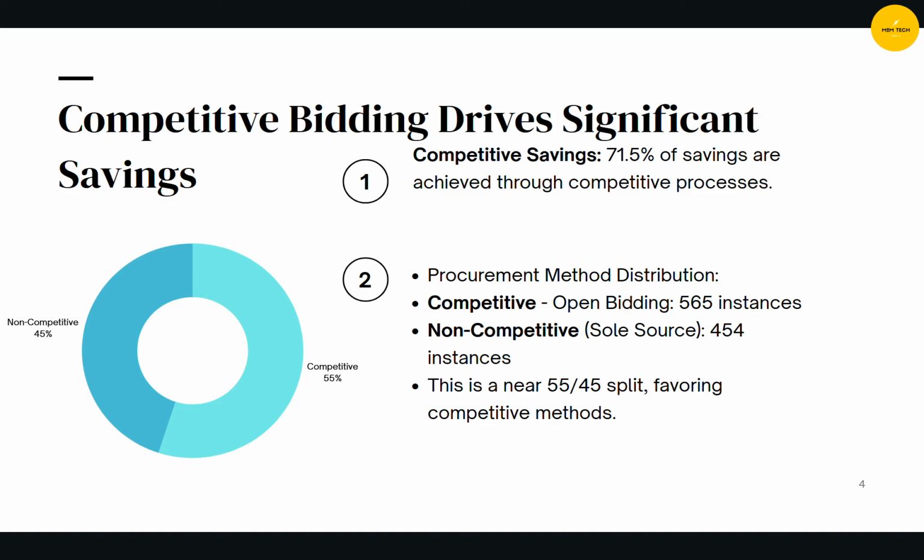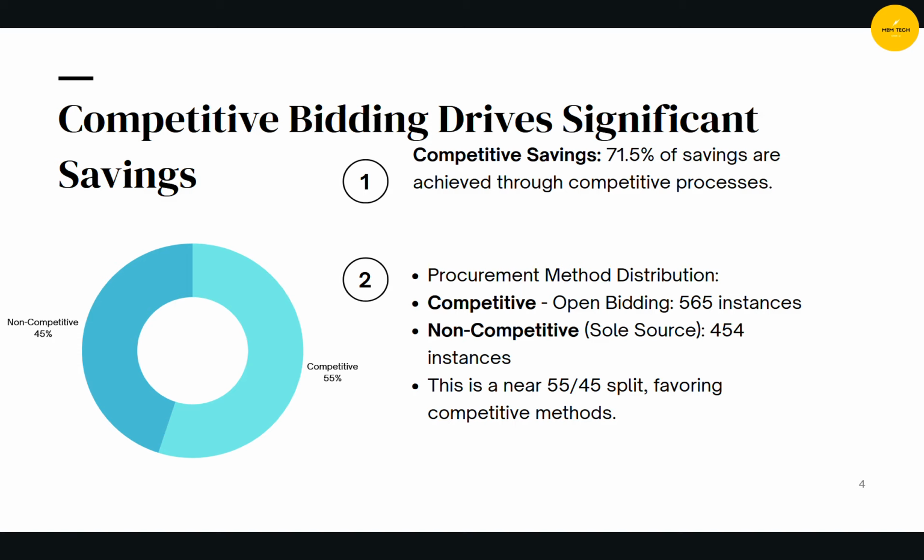Next, what's the idea about getting a contract? The main idea, the headline here, is that competitive bidding drives significant savings. During data analysis, we did find that competitive savings amount to 71.5% because of the competitive process.